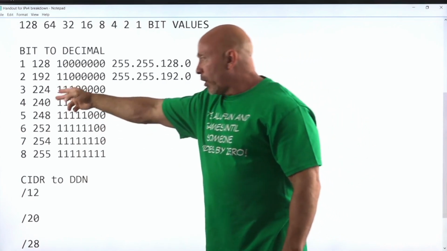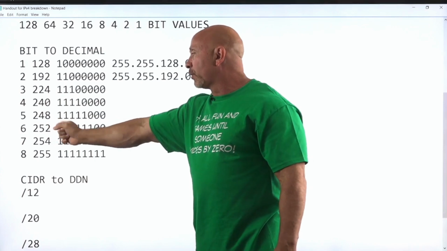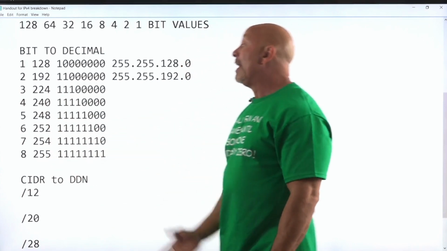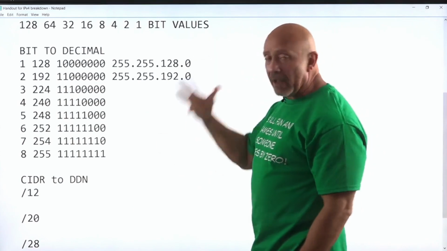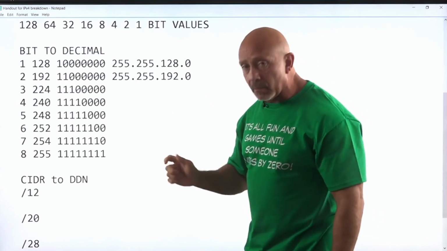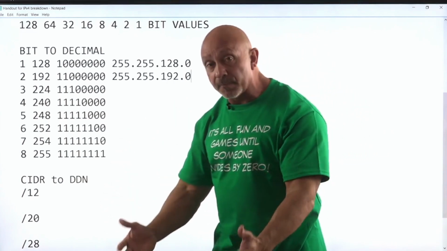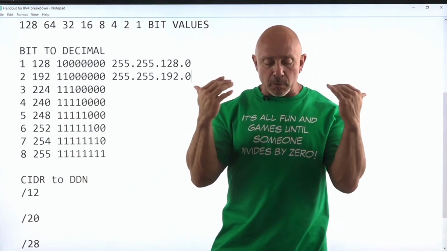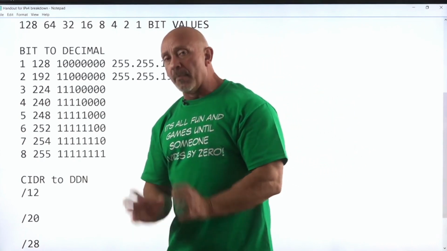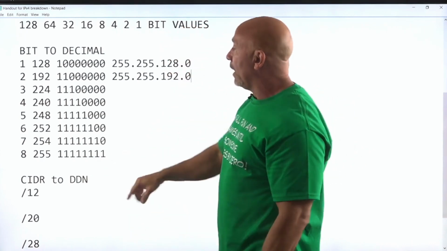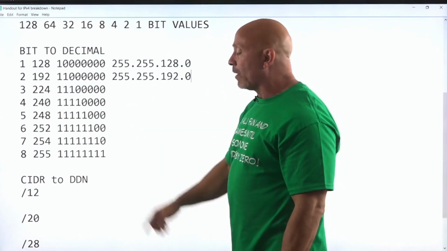3 bits, 224. 4 bits, 240. 5 bits, 248. 6 bits, 252. 7, 254. 8, 255. You need to memorize this. You need to know it off the top of your head. But if you can't for whatever reason, write it down before you start. And remember, when you walk in to take your certification, you're walking into a sacred room where nothing is allowed but what they give you. So memorize this, because this is definitely going to help you.